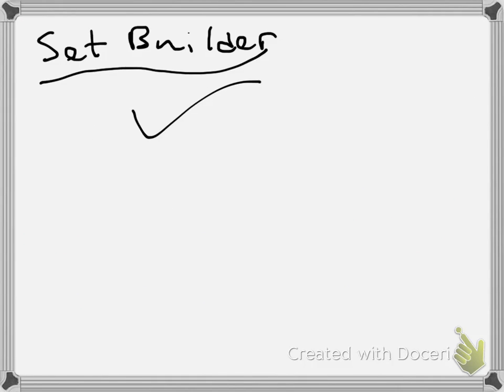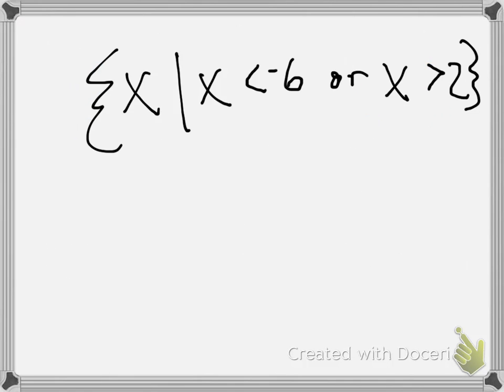Alright, so interval and set builder notation can all tell us the set of numbers, the group of numbers that make the inequality or absolute value true. Okay, good luck on your homework for Module 4.